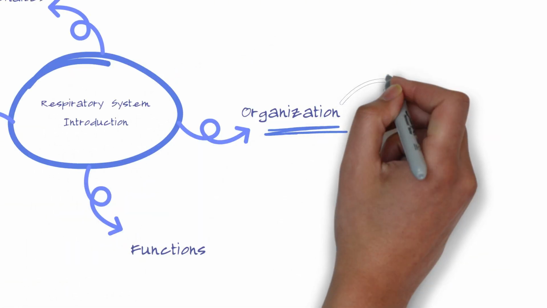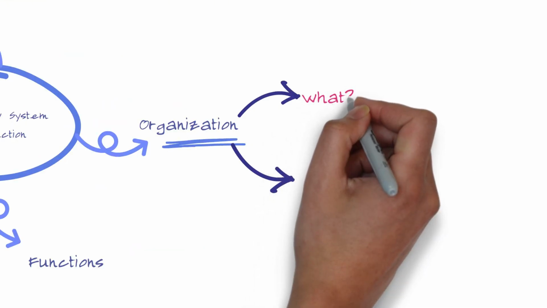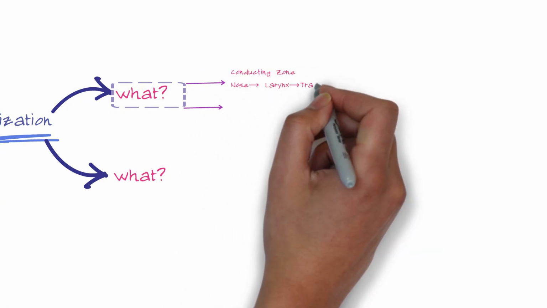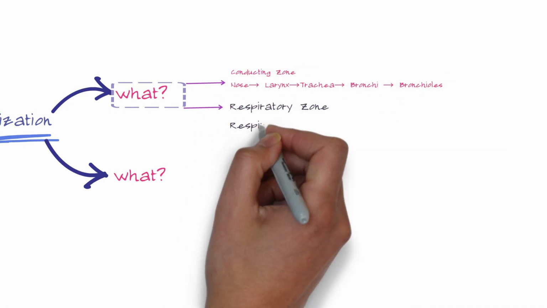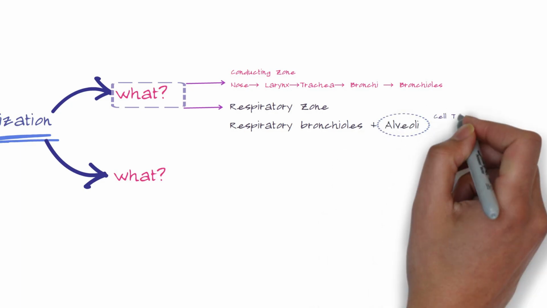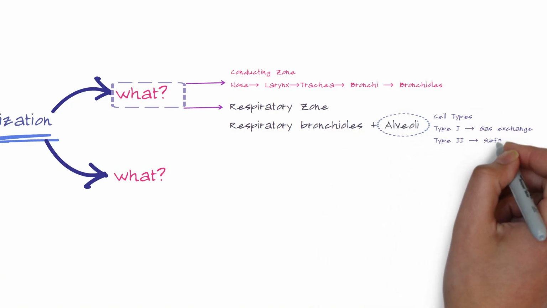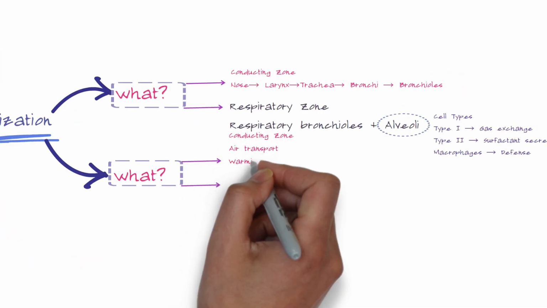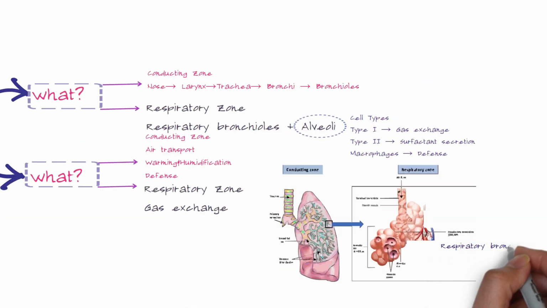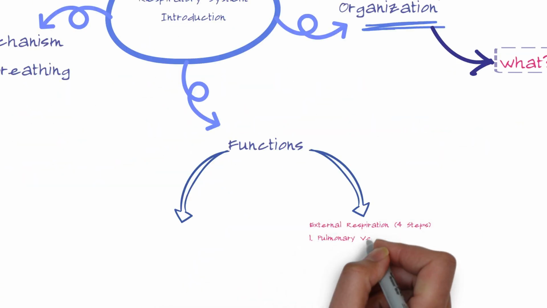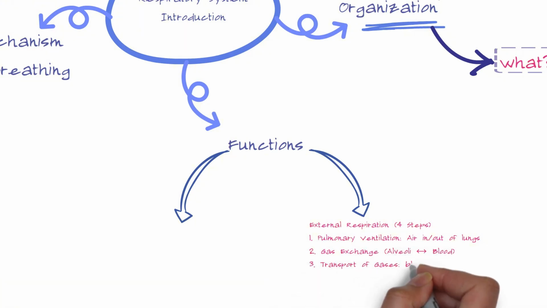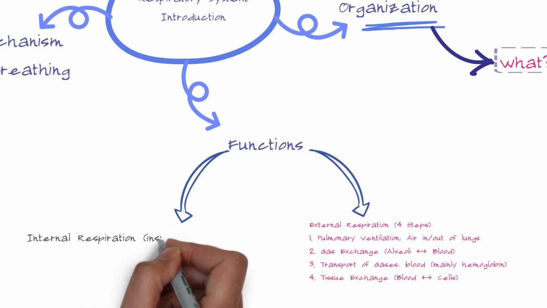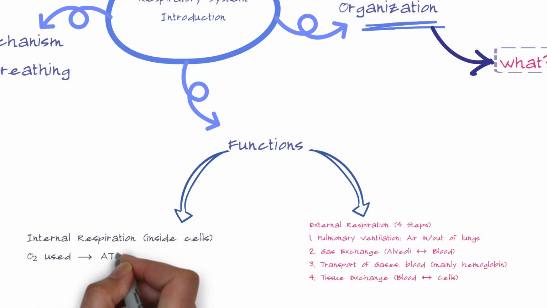First, the organization of the respiratory system. We have two zones: conductive zone, nose to bronchiole; respiratory zone, respiratory bronchiole to alveoli. Conductive zone: transport, warming, defense. Respiratory zone: gas exchange. And the steps for respiration are 5. 4 for external, including pulmonary ventilation, exchange of gas, transport of gas, and tissue exchange of gases. And the internal respiration, which is the cellular respiration in the mitochondria for production of ATP.